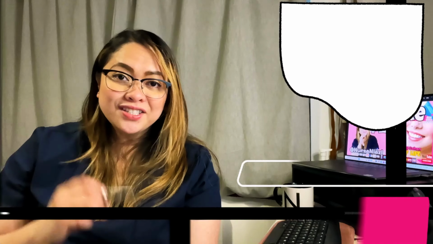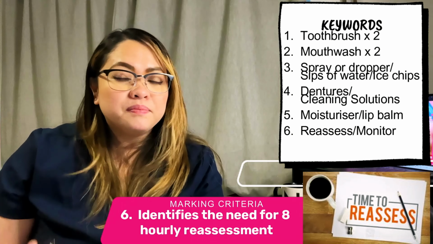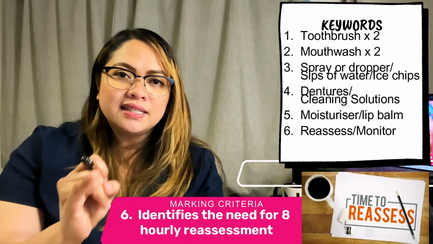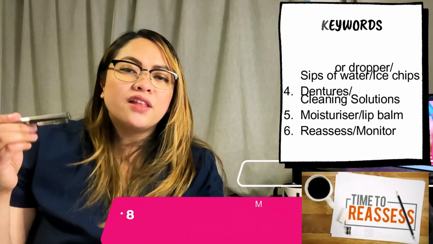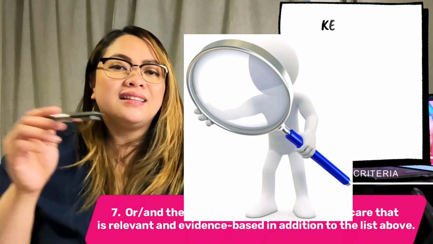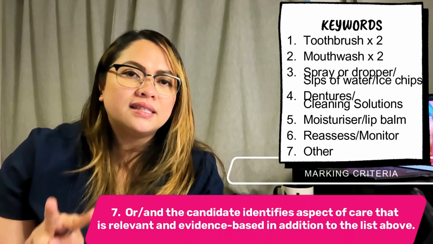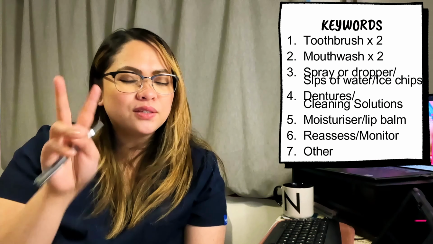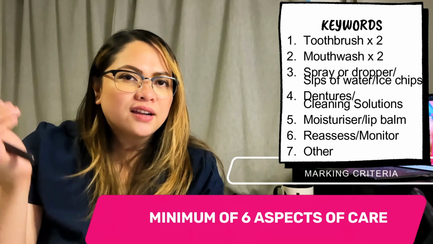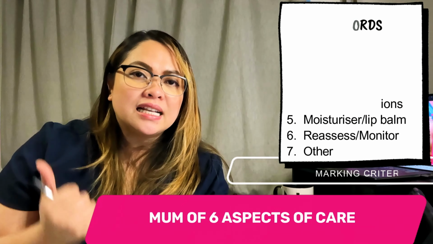Yeah, that's it. The next criteria identifies the need for 8-hourly reassessment. Just like the previous scenario, this is the last two: the 8-hourly reassessment, and any other aspect that we could add. If the candidate can identify an aspect of care that is relevant to the scenario, you can add that one. These last two are always there in all of the 4 scenarios. So at least we've memorized 2. The only thing we need to remember is another 4, because we need 6 relevant aspects of care.